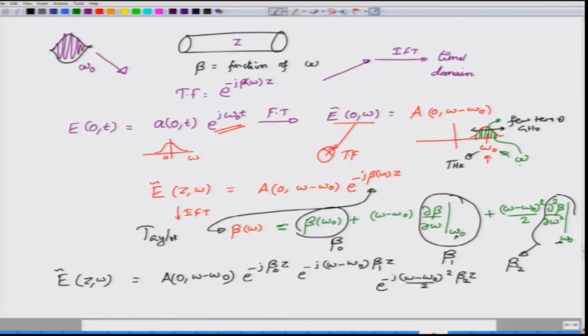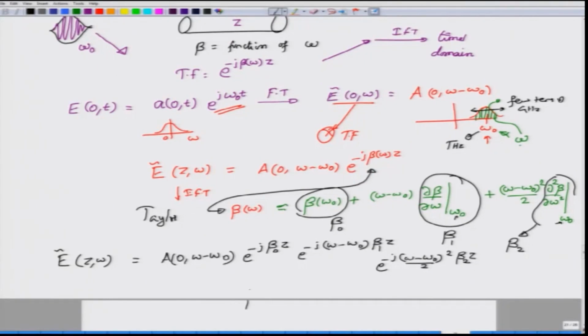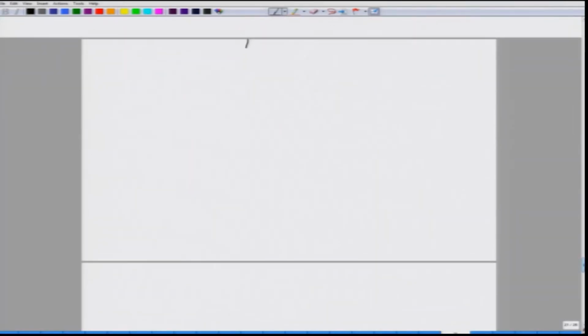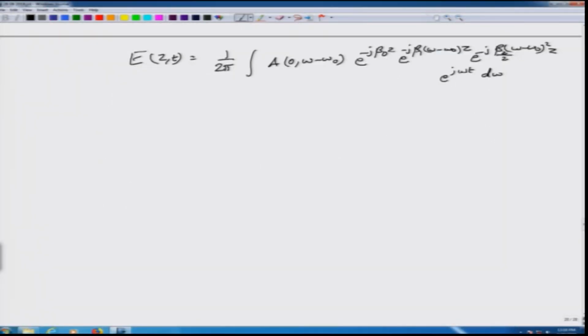Now, what I need to do is go to this spectrum and write down E of z, t, which would be the inverse Fourier transform. So, we have the electric field at the output given by this expression. I hope you can see all the expressions here. You have the initial pulse spectrum, and then e power minus j beta of omega z, which has 3 terms: the carrier, the first term beta 1, then beta 2. And then you have e power j omega t d omega.